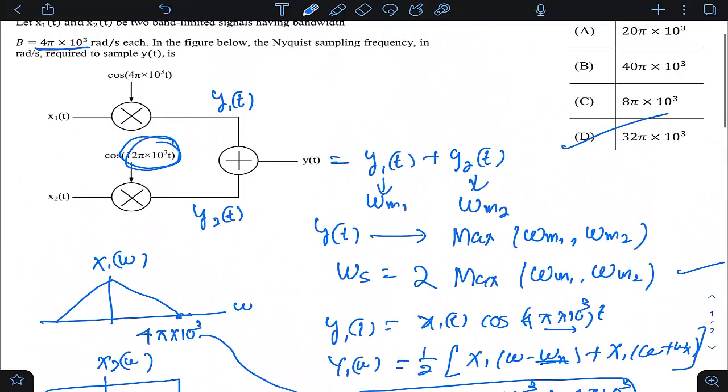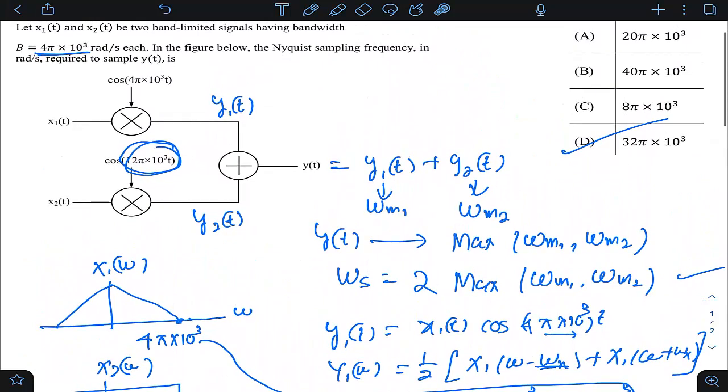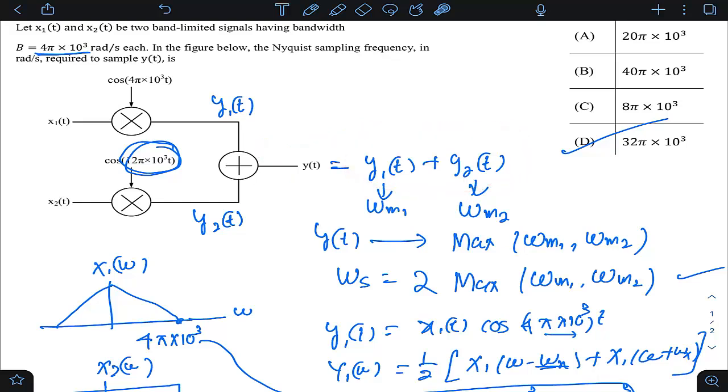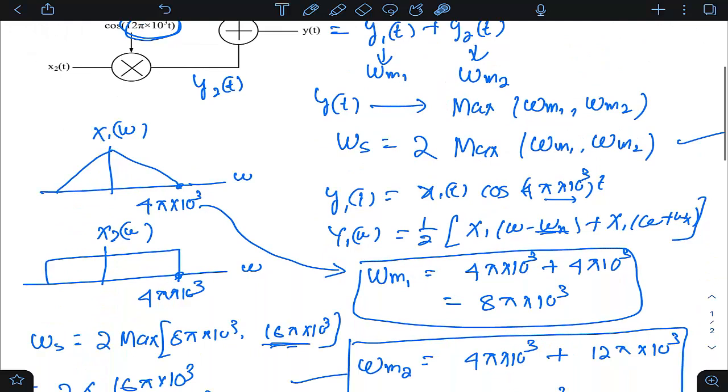This is a very simple problem again, a regular model question. By observing the block diagram, we obtain the signal yt as y1t plus y2t. In the addition format, the maximum frequency is the maximum of the individual frequencies. The sampling frequency is then twice this maximum frequency. By using the modulation property, you can get the maximum frequency of y1t and y2t.